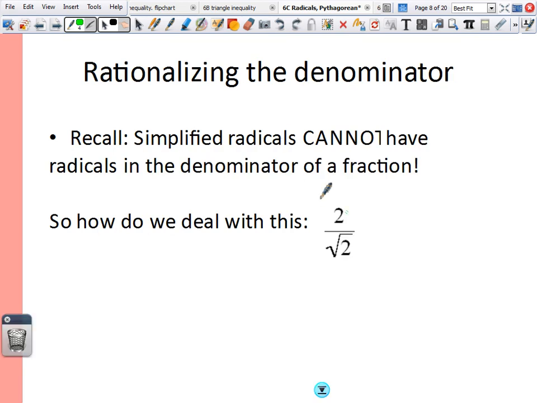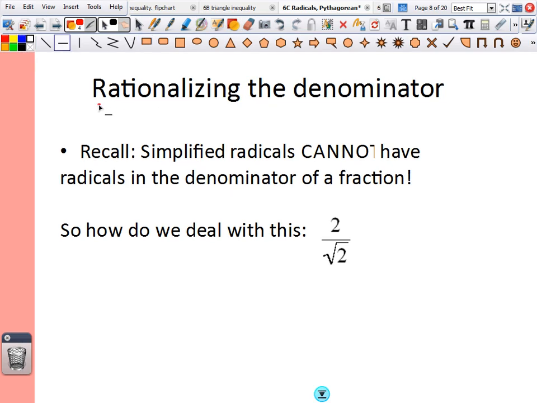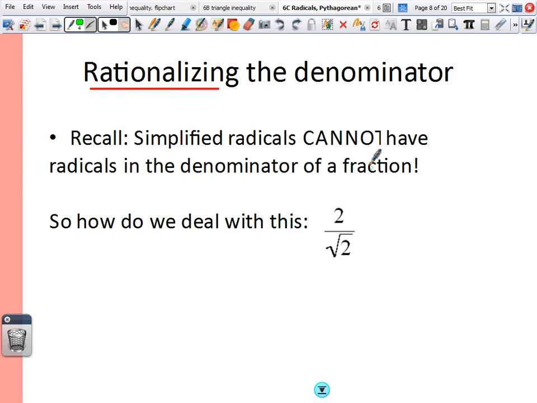Reason I'm showing you that is that you have to do that in order to do what's called rationalize the denominator. When we rationalize the denominator, what that means is that it has a radical on the bottom. We can't have that. We already said that. And so we're going to get rid of the radical mathematically.